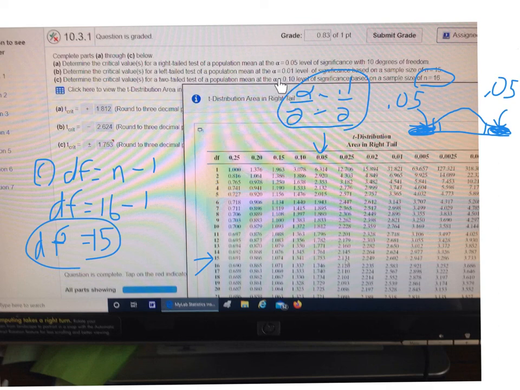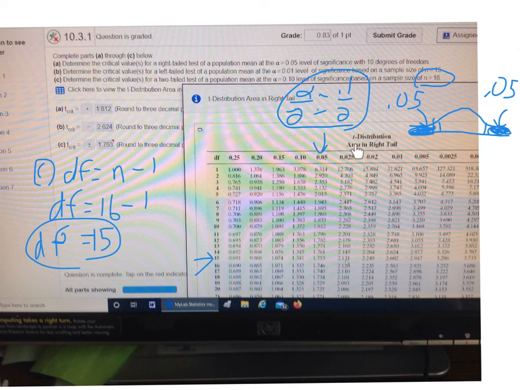Since it's a two-tailed test, you've got to take alpha and divide it by 2. So you take 0.1 and divide it by 2, and you get 0.05. So I'm trying to draw a picture of what we have. We have a two-tailed test, and there's 0.05 in each tail.